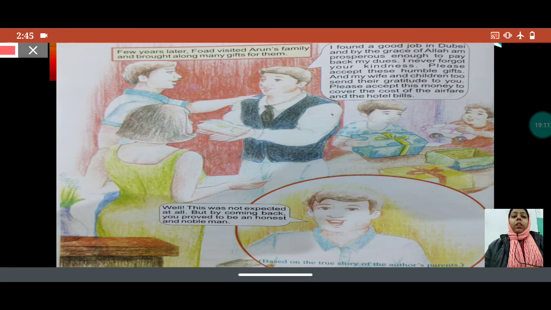So this was a story about sacrifice which Arun and his family made to save Ford's life. It's very important, students. Sometimes we need to sacrifice our good things, our most valuable things for others, so that they can remain happy, like our mothers do. Our mothers sacrifice their most important things for us.